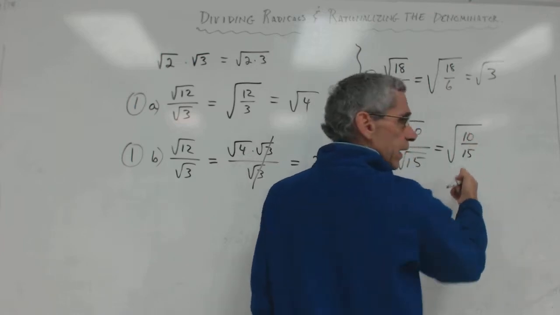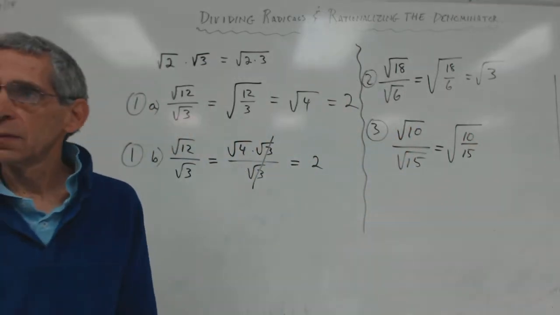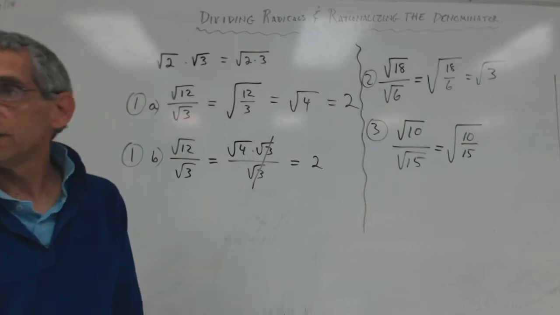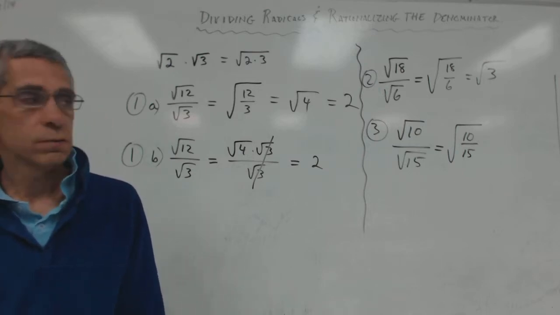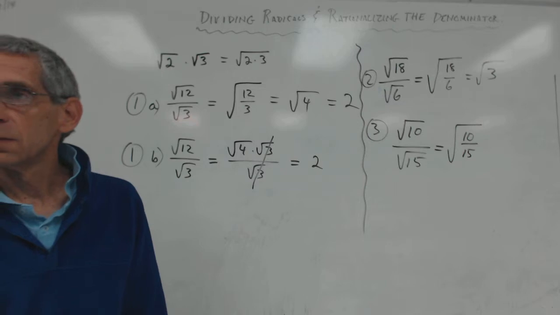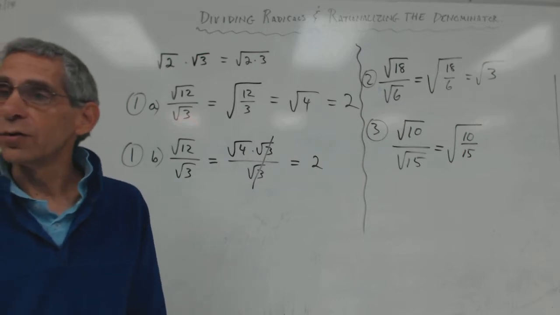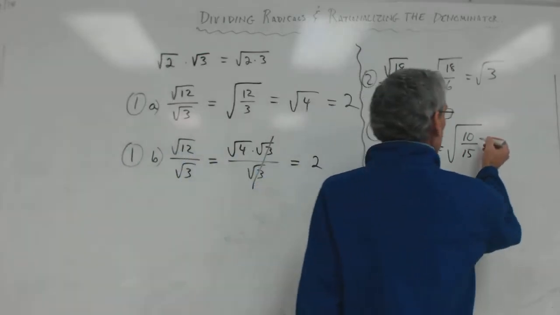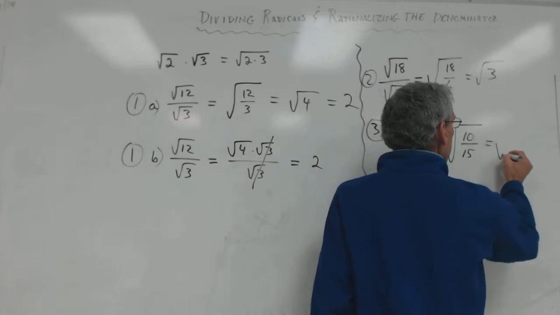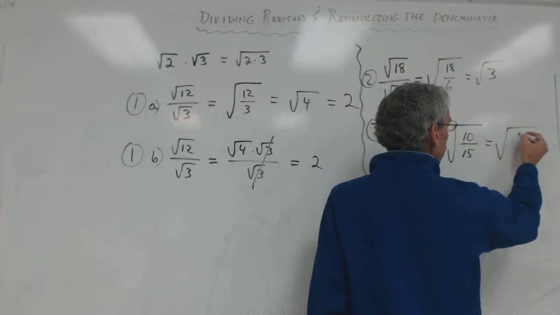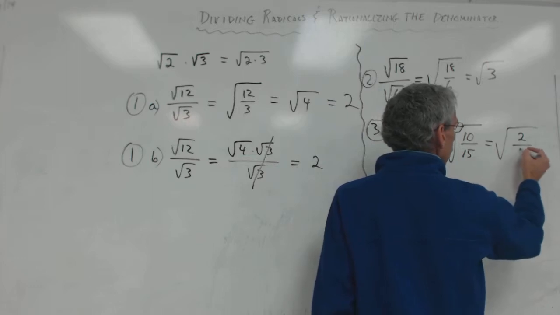Now, can I simplify 10 over 15? Henry, how would I do it? Help me. 10 over 15. What goes in? Oh, no, I can't. Oh, yes, I can. What goes into both? Sorry. 5 goes into both. So I could divide this by 5. So 5 goes into 10 twice. 5 goes into 15 3 times. Okay?